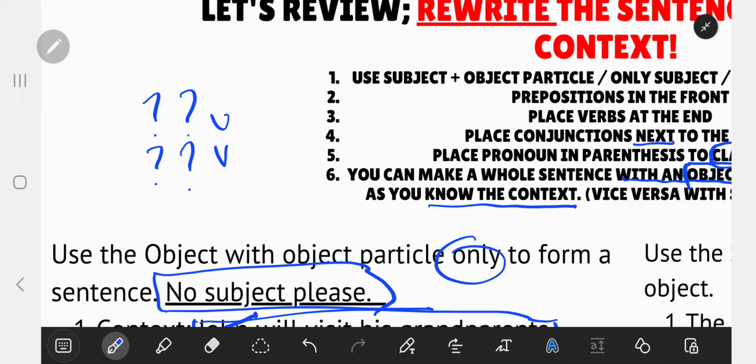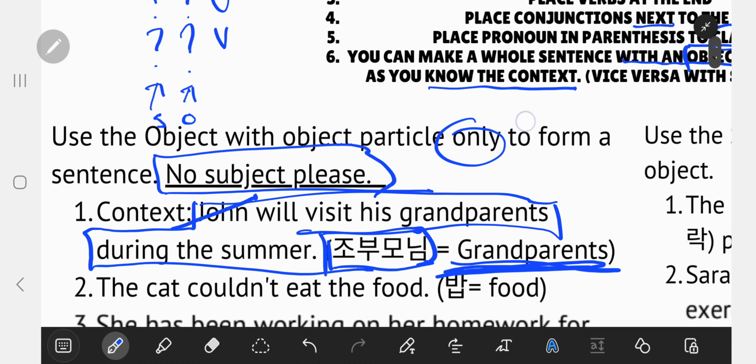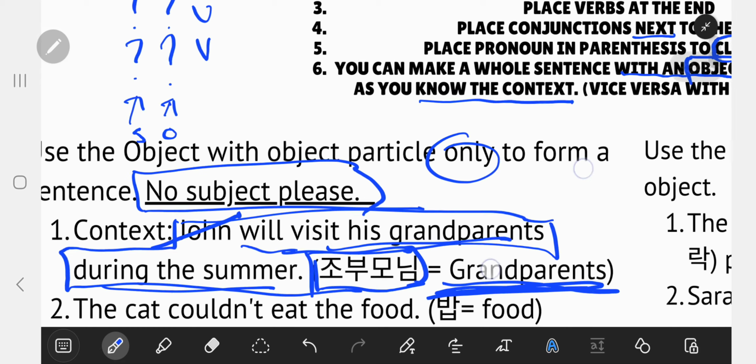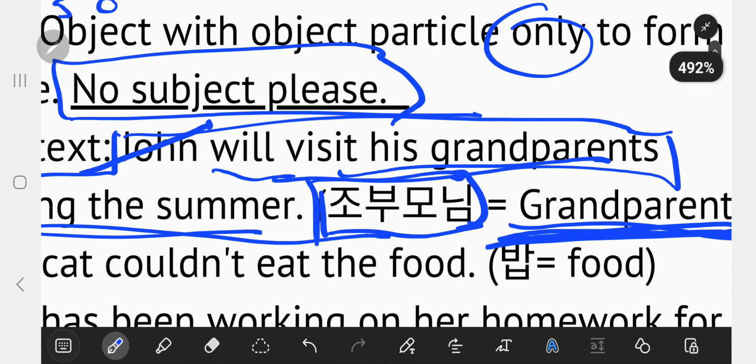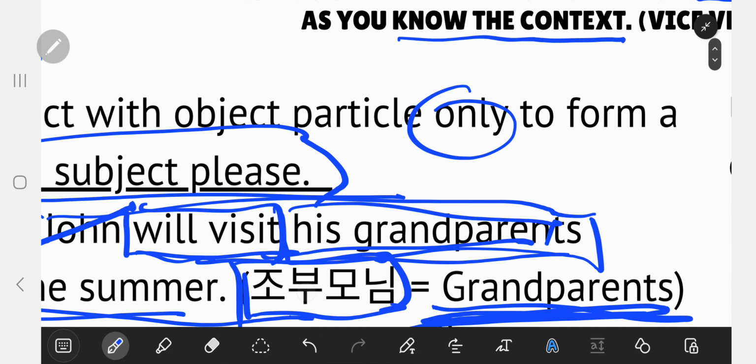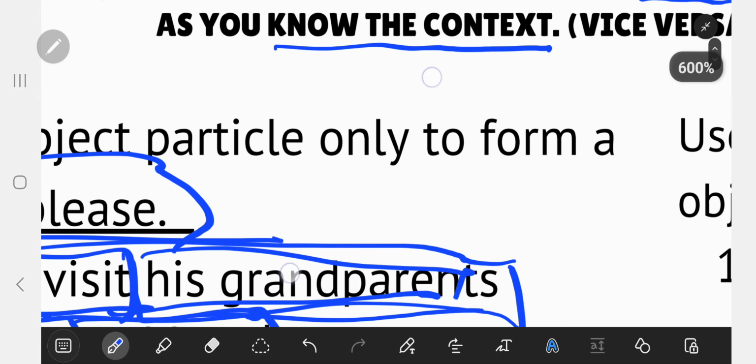Right? So how do we know which one is which? One of them has to be X, one of them has to be Y, or I'll just say S and O, subject and object, but which one? We don't know yet. We don't know until we know the context, right? So I will write this sentence for you and we'll see what I actually mean. So we take John, so visit will is the verb, right? And then his grandparents, during the summer.